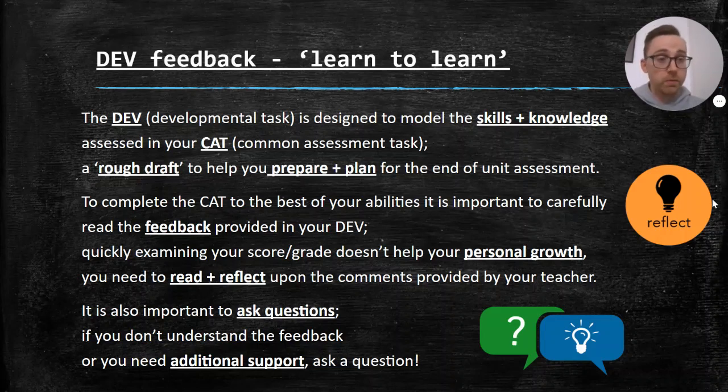If you want to grow, if you want to develop and improve and progress your skills and your knowledge throughout your 7, 8, 9, 10, 11, 12, you need to really read the feedback. It's also important to ask questions. As I said earlier, if you don't understand the feedback or you need additional support, ask a question. We're very happy to help.